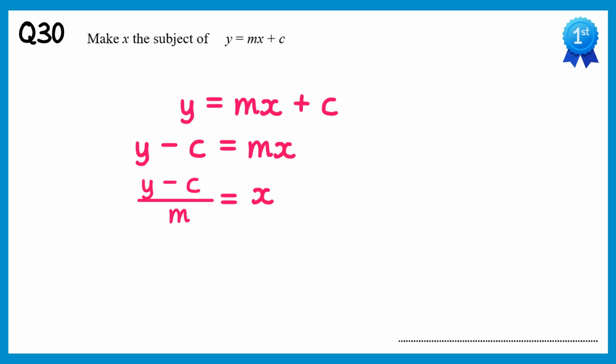You can now see x as the subject because it's on its own, and we normally write this the other way around with the subject on the left-hand side. So you would probably write your answer as x equals y minus c over m.